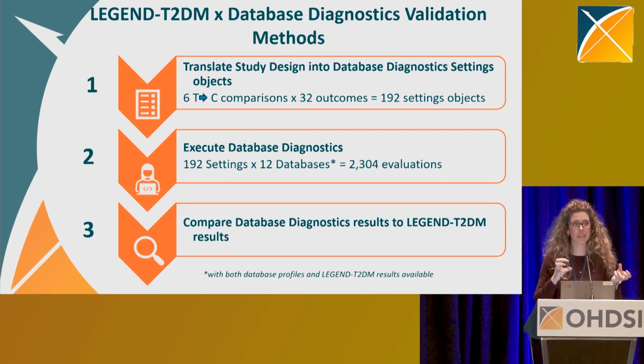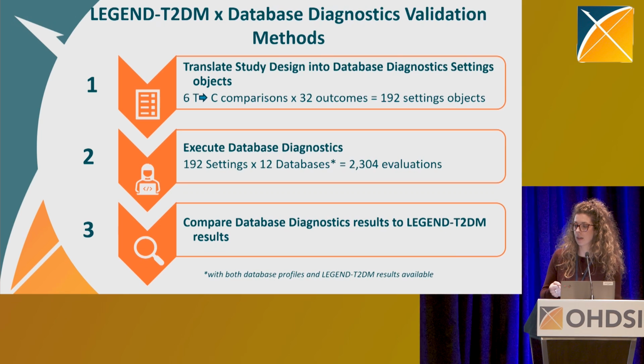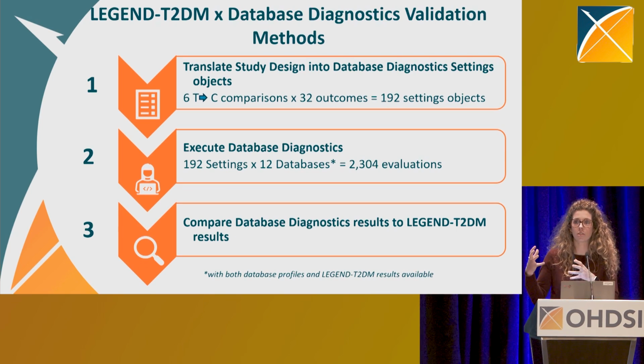So we took those 6 T and C comparisons against the 32 different outcomes and translated those into 192 different data diagnostic settings objects. We then executed those 192 objects against 12 different databases that had both database profiles available for them, or those summary statistics, and then also had contributed results to the Legend Diabetes study. We then looked and said, did database diagnostics accurately predict those databases that could support the Legend study questions?